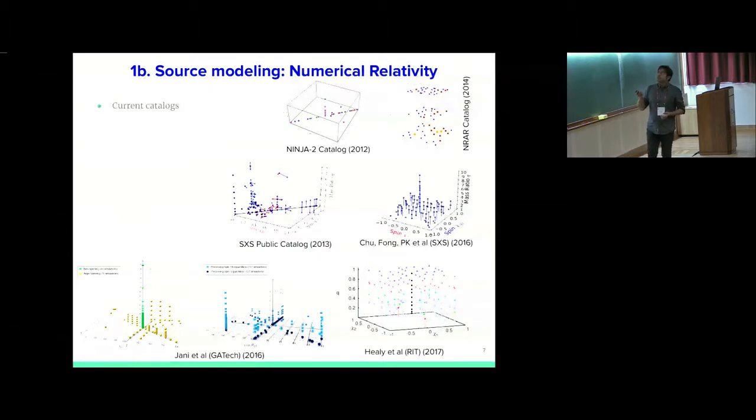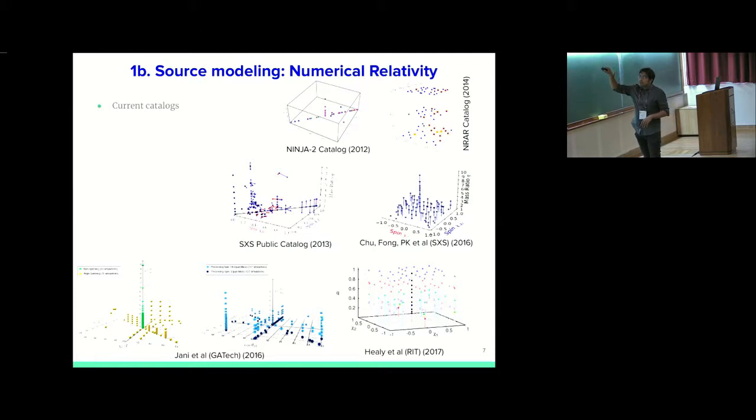So about a decade ago was the first few catalogs that were released by the Ninja 2 and the NRAR collaborations. These catalogs had relatively short simulations of relatively moderate binary black hole systems. So for instance, most of the simulations here were either non-spinning or had equal spins on both the holes. Similar is the case here.